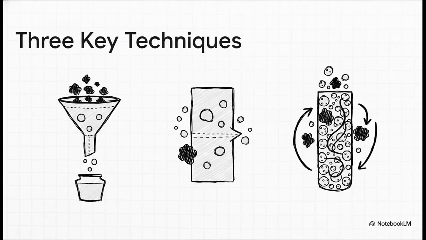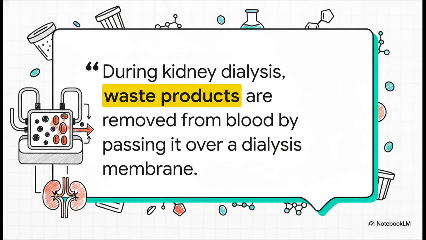And there are three major ways we do this. Filtration is probably the one you already know. It's just like making coffee. Then there's dialysis, which uses a special membrane with super tiny pores. And size exclusion chromatography is a really slick technique that uses a column packed with porous beads to basically slow down the smaller molecules.